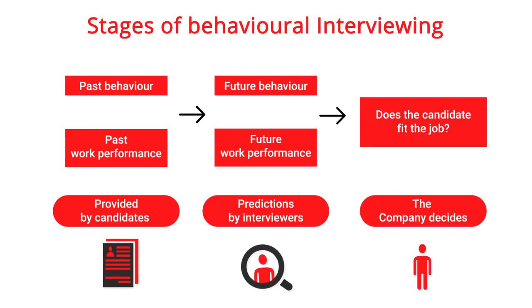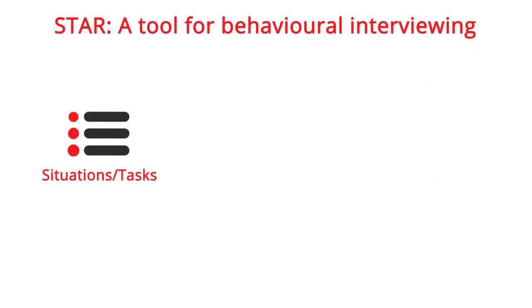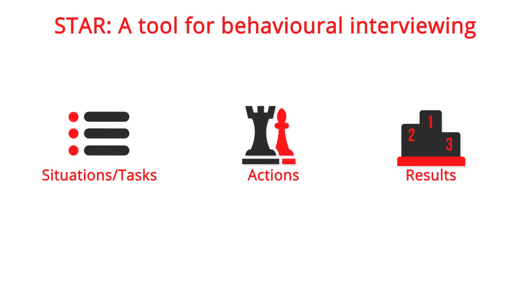So let's look at this technique in detail. The technique is called STAR. And what is the STAR tool? The STAR tool uses situations and tasks to identify and assess the actions taken and the results achieved. So looking at the slide, you can see STAR is spelled out there, but the S stands for situations, the T for tasks, the A for actions, and the R for results.